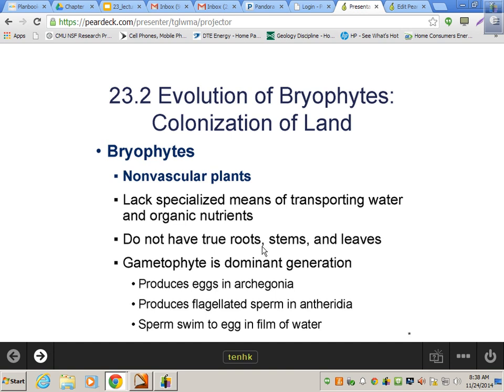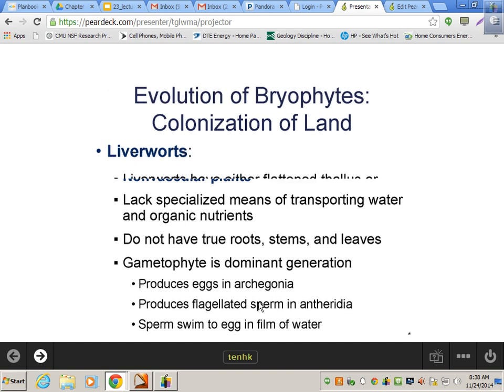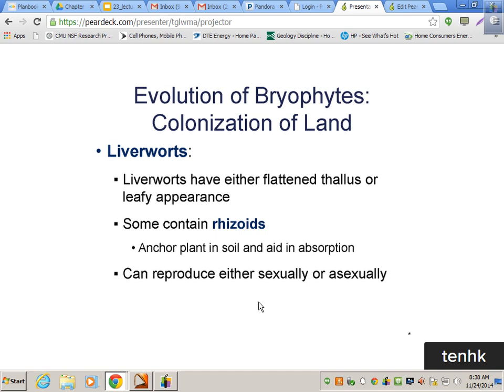They can reproduce either sexually or asexually, which means they have the ability to either self-replicate or take in genetics of another organism.